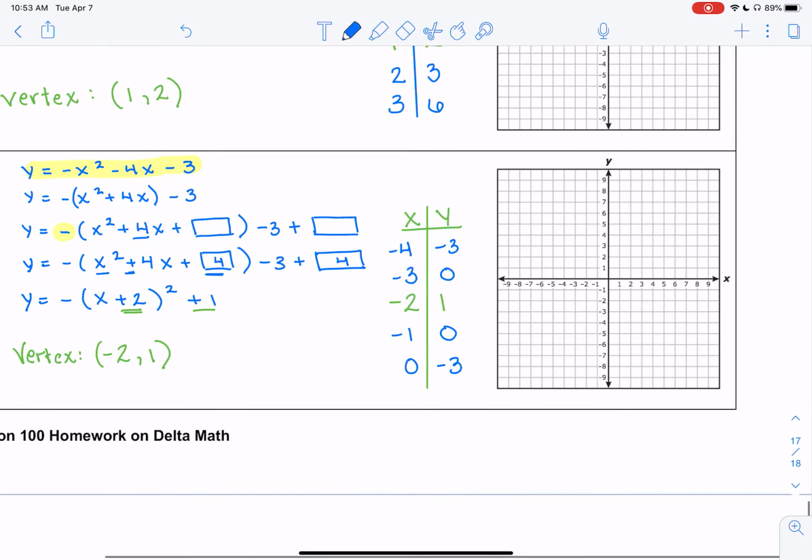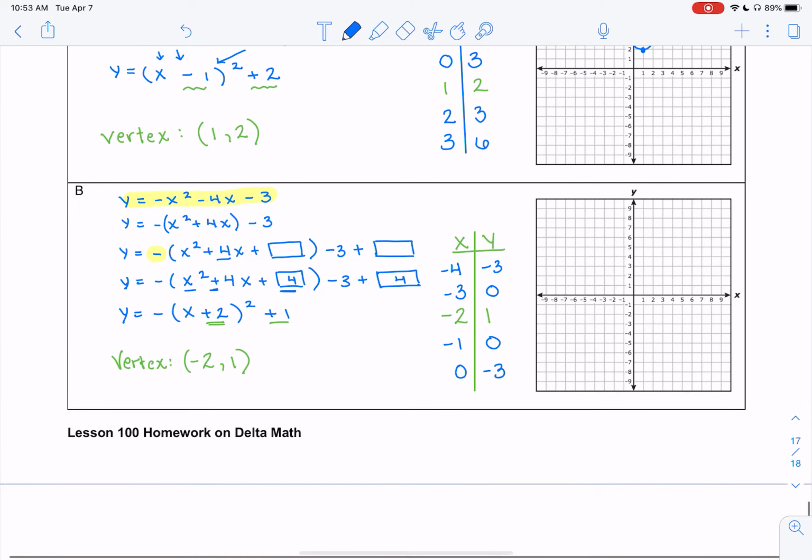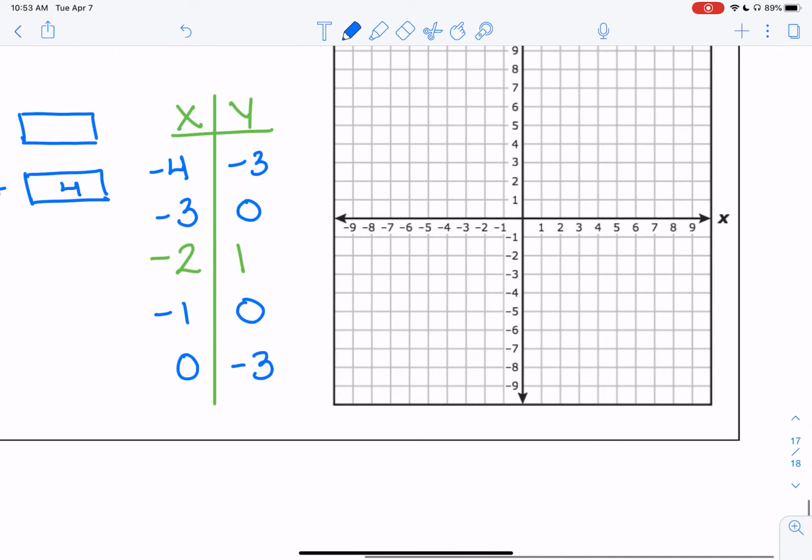Okay, I'm going to go over and graph those points. Negative 3, comma 0. Negative 2, comma 1. Negative 1, comma 0, and 0, comma negative 3. And it looks like our parabola is opening downwards, which we knew. It had a negative out front. And there's my solution.